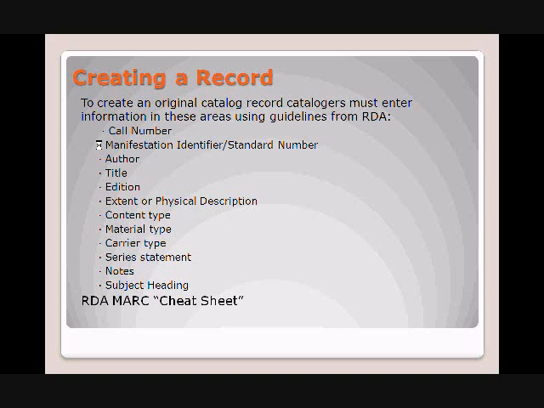To create an original catalog record, catalogers must first enter information in these areas using guidelines from RDA. So what you need is the call number, the manifestation identifier or standard number, the author, title, edition information, the extent or physical description, the content type, material type, and carrier type, series statement if necessary, notes, and subject headings.